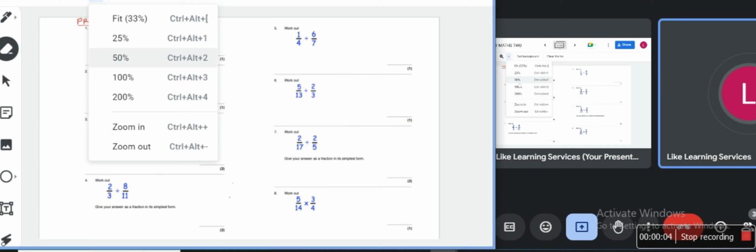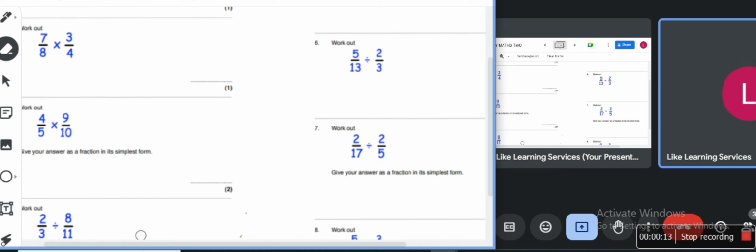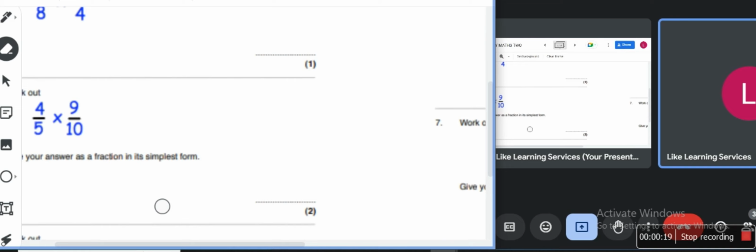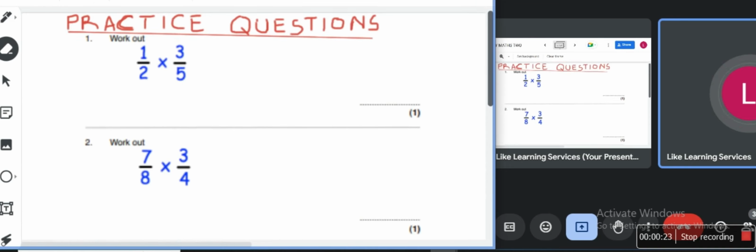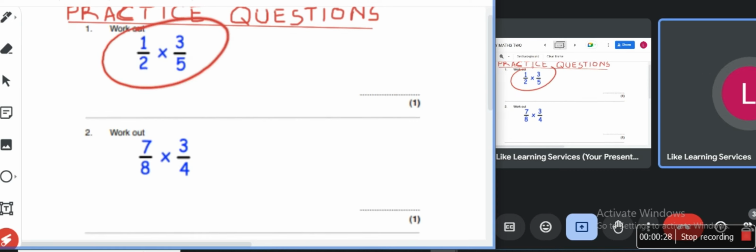Practice questions on multiplication and division of fractions. Let me zoom in a bit. I think I can still zoom in a bit so that it will be bold enough. I hope you are seeing it clearly. Now, what do we do here?